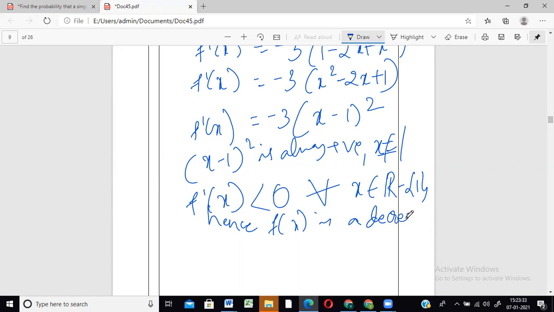So hence this will be a decreasing function because the value of that slope is less than 0, for all x belonging to real minus 1. That one is to be excluded. This is very similar to the above sum. It is all very easy and quick.